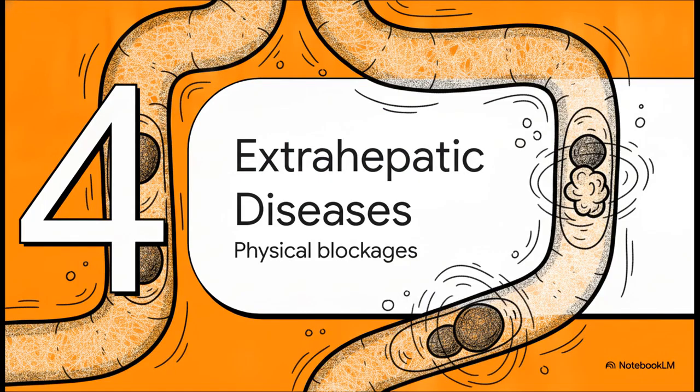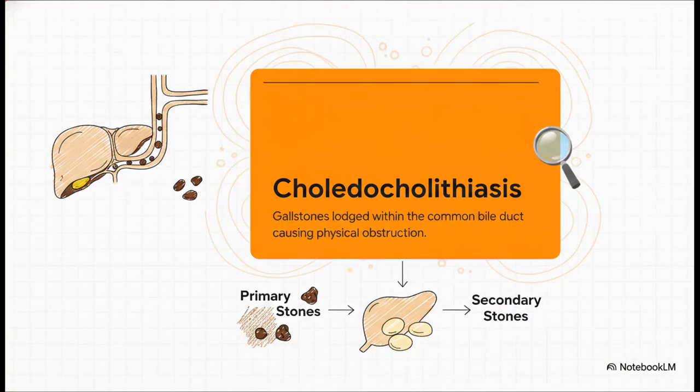Moving outside the liver, here is Section 4, extrahepatic biliary tree diseases. When it comes to large extrahepatic blockages, the most common culprit is choledocholithiasis. That's just a fancy word for gallstones stuck in the common bile duct. For the exams, keep the two types straight.